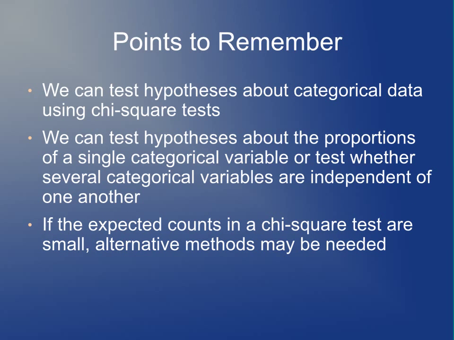So the things to remember for today's lecture are that we can test hypotheses about categorical data using chi-square tests. You can either test hypotheses about a single set of proportions or whether several categorical variables are independent of one another. And if the expected counts in a chi-square test are small, you may need to consider some alternative approaches.